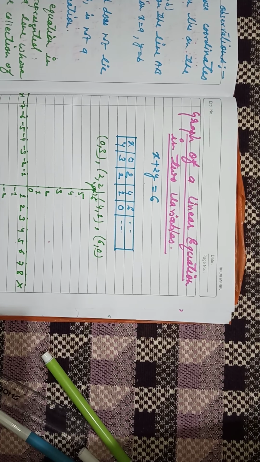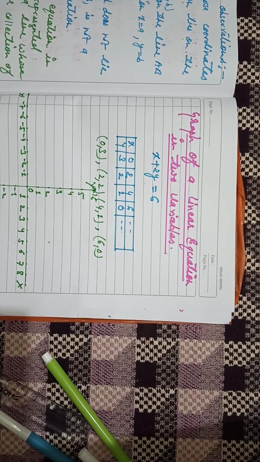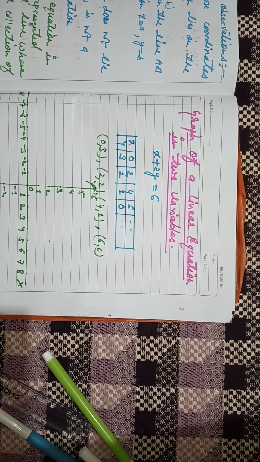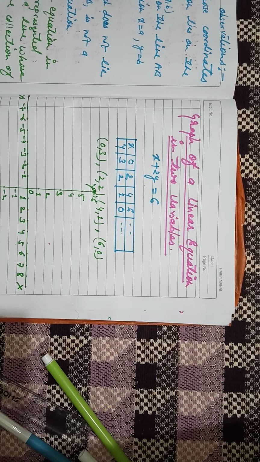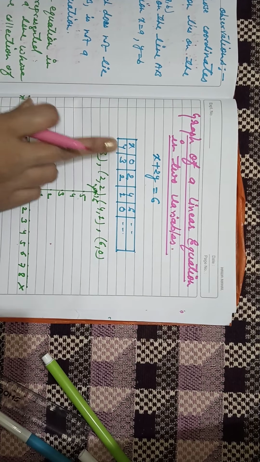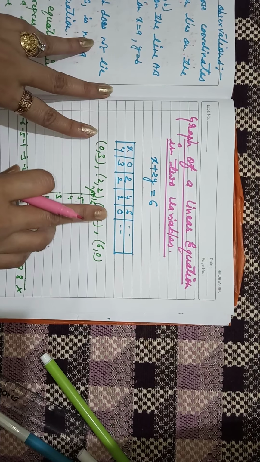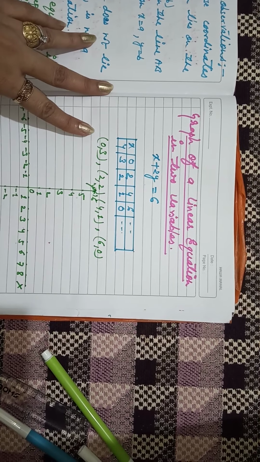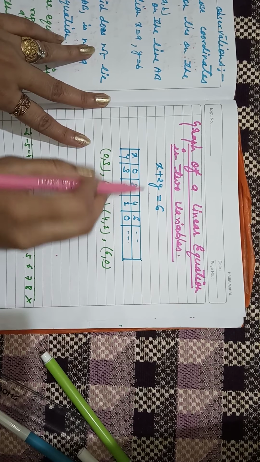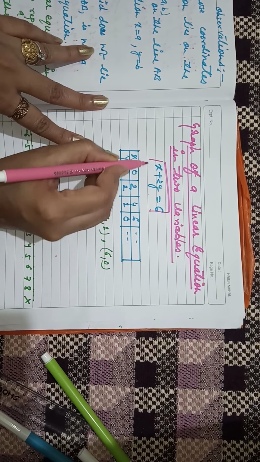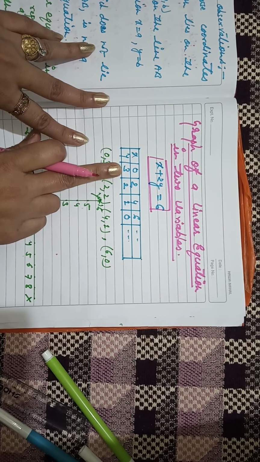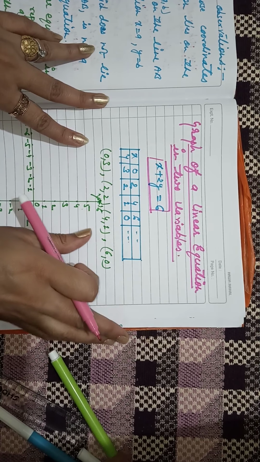As we all know, such an equation has infinitely many solutions. How can we show them in a coordinate plane? For that, I am taking one example here and plotting the points on the coordinate plane. Now, x plus 2y is equal to 6. I am taking this equation and writing here some solutions of the given equation.